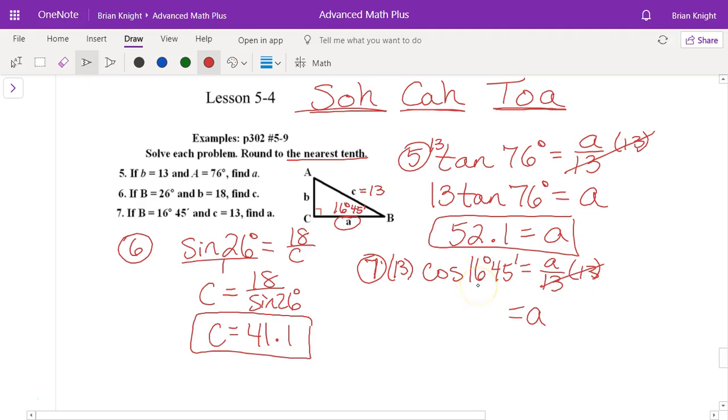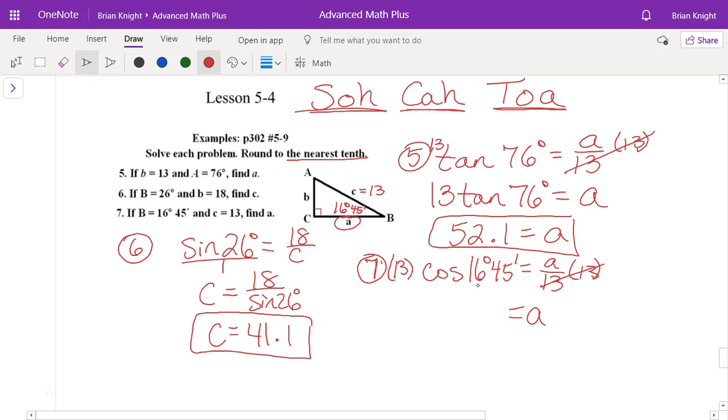A equals 13 times the cosine of 16 degrees, 45 minutes. Does everybody know how to put the 45 minutes in your calculator? Okay. If for some reason you don't have the minutes on your calculator, you would need to change that to a decimal.